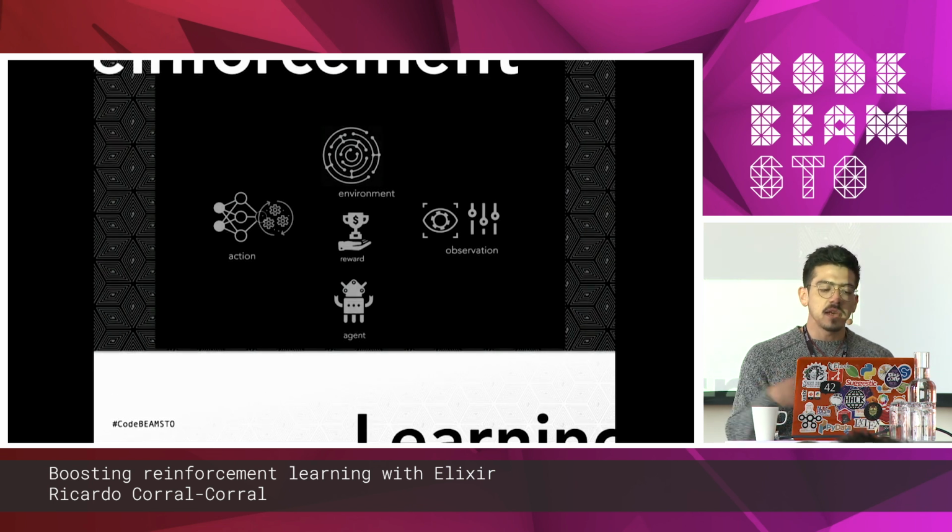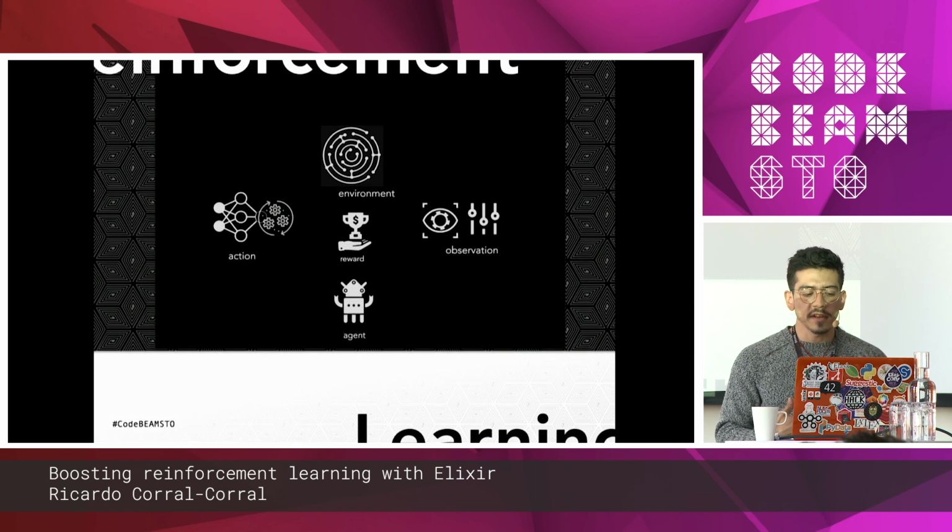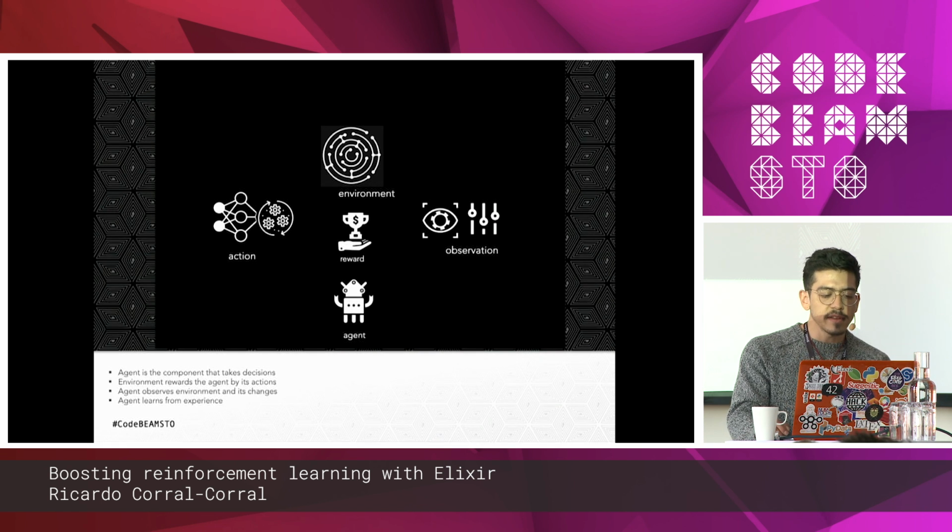So these are the main components of reinforcement learning. There's an environment that has a set of rules by itself. There's an agent that can observe this environment and be aware of the current state. The environment can give a reward signal to the agent in response to its actions. And so the agent can take these observations and these reward signals and start to figure out how to perform better. The agent is the component that takes decisions, and only that.